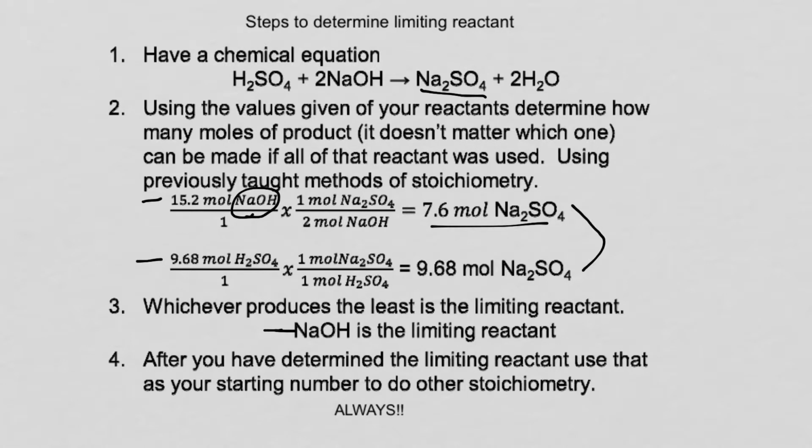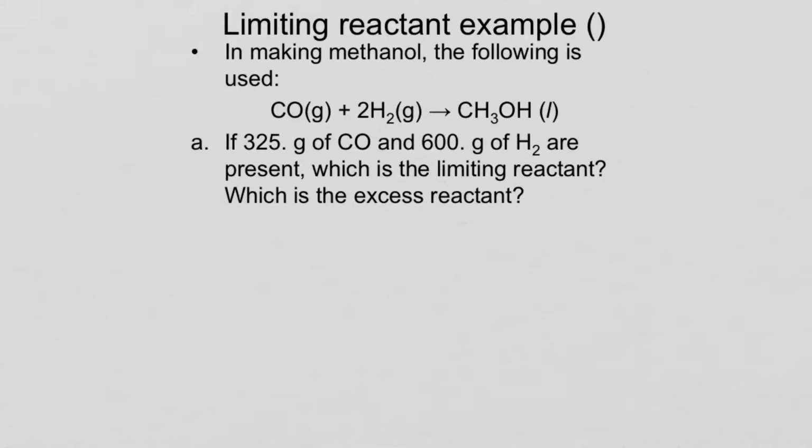So let's see an example for ourselves. In making methanol, carbon monoxide and hydrogen make methanol. Now if I have so many grams of each, which are both gases, which is the limiting reactant? So for each of these, I'm going to need to do 2 conversions using my chemical equation. Again, chemical equations are going to be balanced, so we don't need to worry about that. But I'm going from my 325 grams of carbon monoxide and my 600 grams of H2. Labeling is key. Now when I'm trying to compare, I only need to go to moles of methanol.